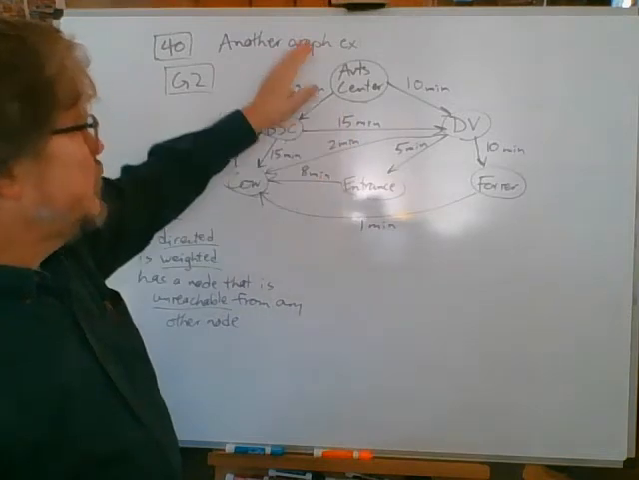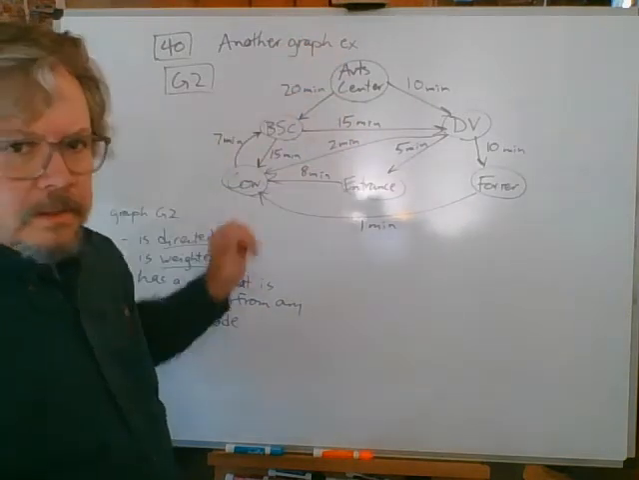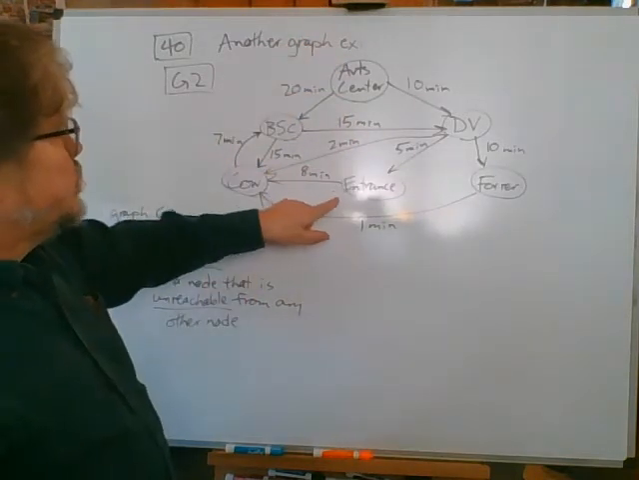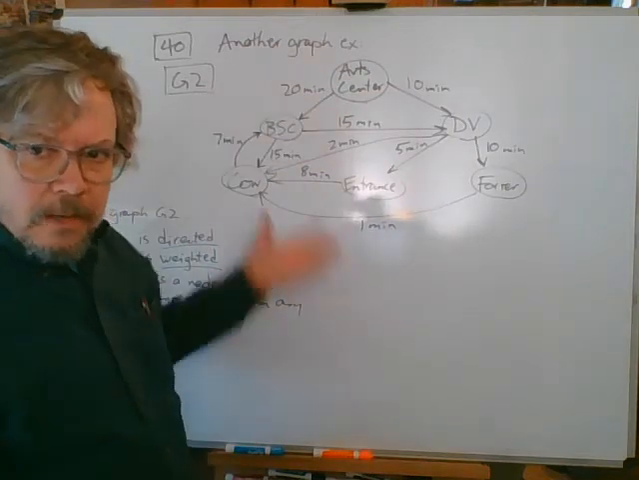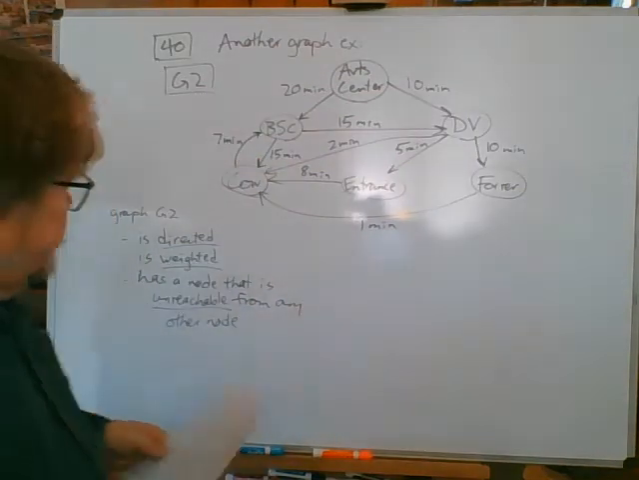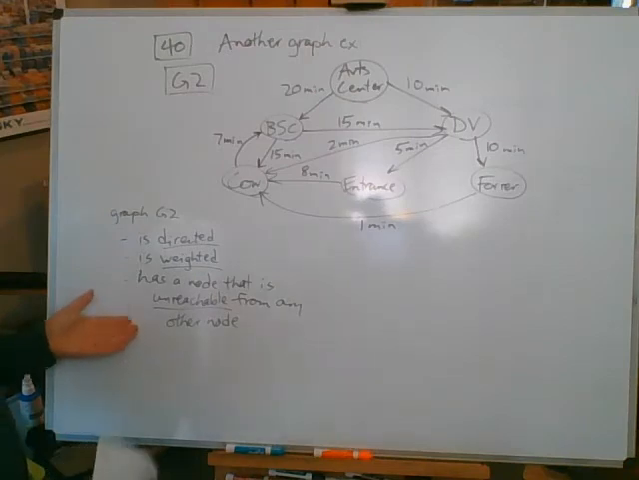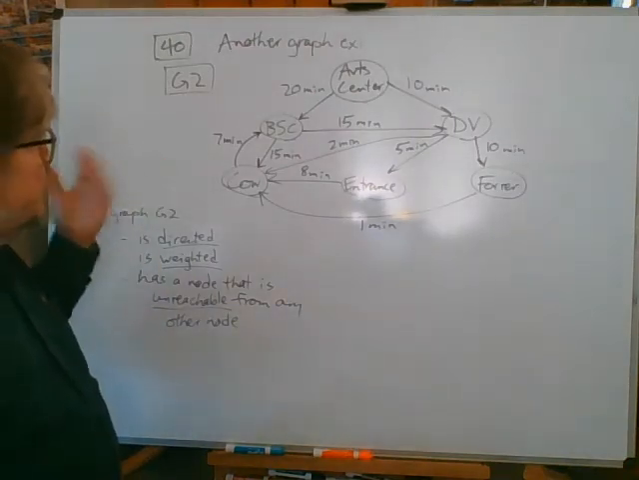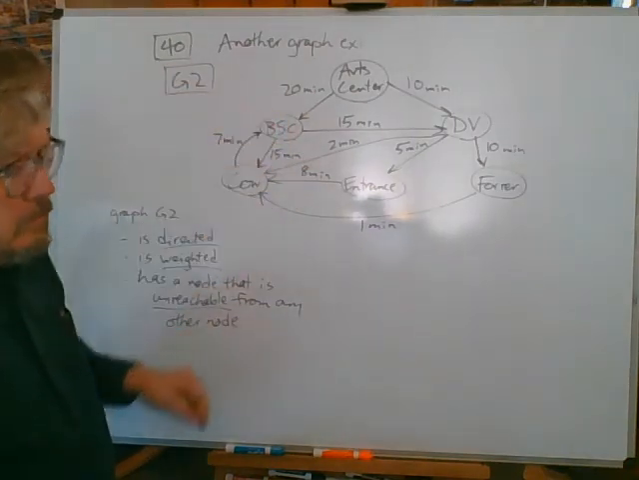So if we start off at the arc center, that's okay. We can travel around in the graph. If we start off at the entrance, we can't get there from here. Not according to this graph. That is a phenomenon that can occur in this directed graph.